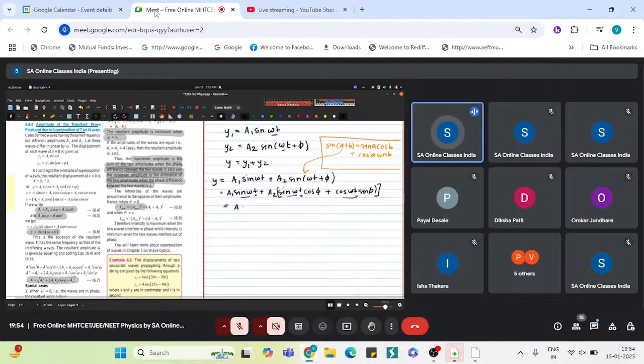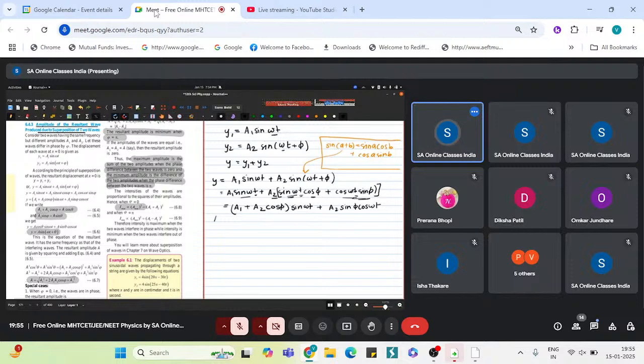Collecting the sin omega t terms, we have A1 plus A2 cos phi, multiplied by sin omega t. So this will be A1 sin omega t and then A2 cos phi sin omega t, plus A2 sin phi cos omega t. This term over here.